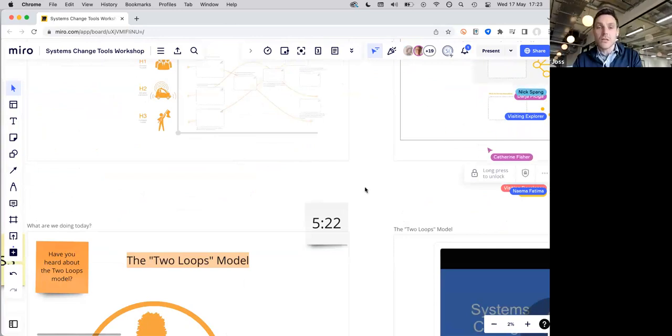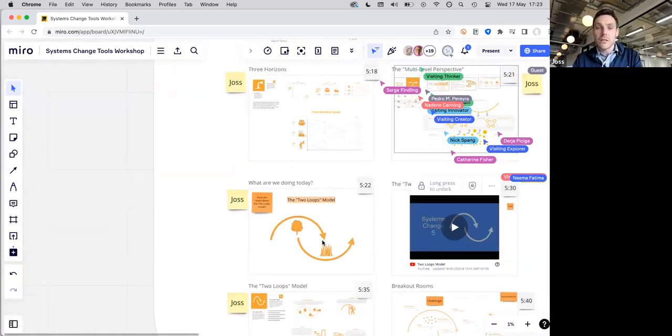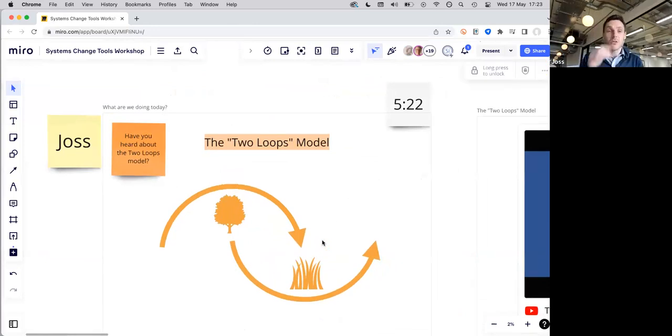And we can look at this one here. This is the one we're looking at today, the Two Loops model. There's a question: have you heard of this one? Maybe put in your chat if you've heard of it. Are you familiar with it from before today? Yep, Berkana Institute. Yep.